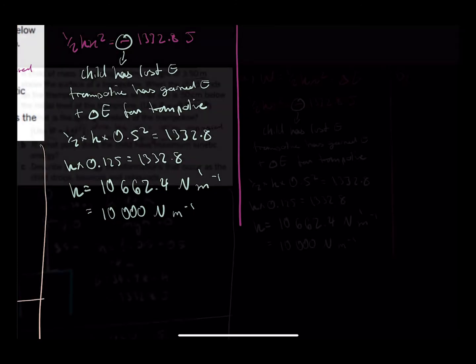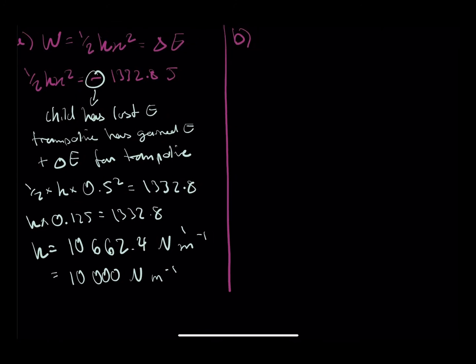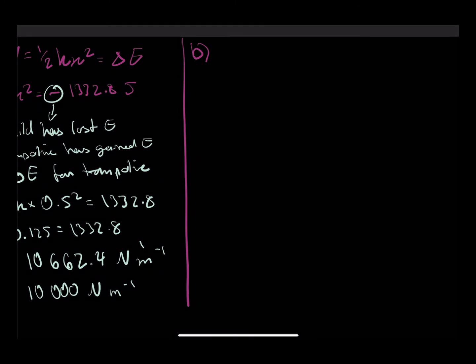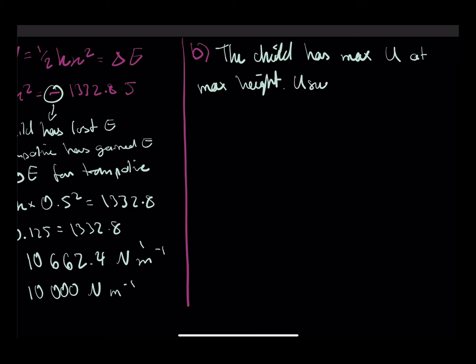Okay, part B says, at what point does the child have maximum kinetic energy? So let's think about what we know about the situation. We know that the child has maximum potential energy at the maximum height. That's just how gravitational potential energy works. Usually, we find that K is maximum at the lowest height.